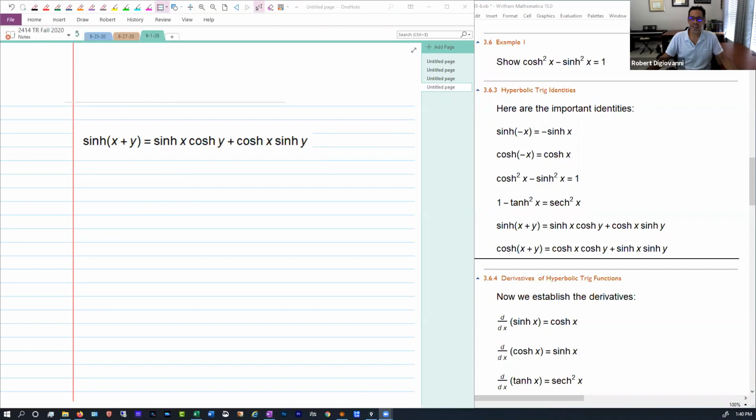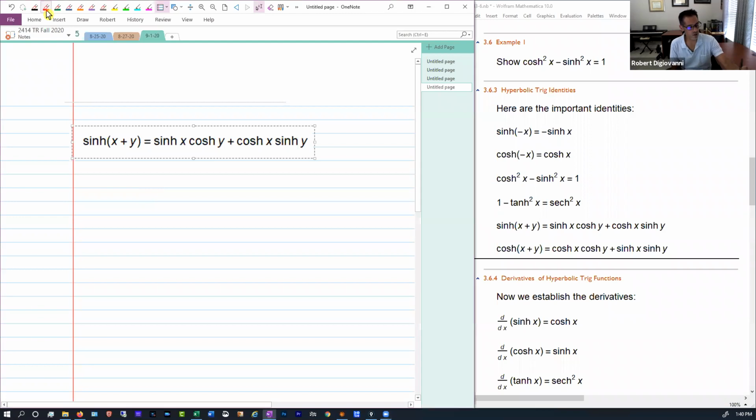All right, so if we were going to try and prove that, we'd have to start with one side and turn it into the other. So let me just show you what this side is. This side is sine hyperbolic of x plus y. So the definition of that would be 1/2 e to the what? Is it x plus y? X plus y.